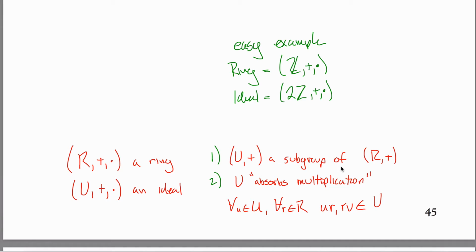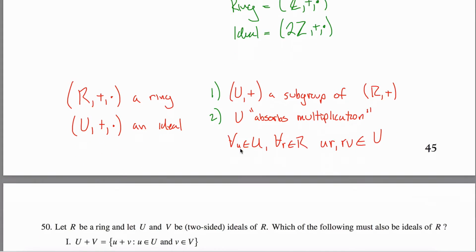First it's a subgroup, because if you take any two even numbers and add them together, you're guaranteed to get an even number, and all the other properties of a group you just inherit. It also absorbs multiplication, because if you take any even number and multiply it by any integer, whether that integer is even or odd, you're guaranteed to get an even number. So it sort of absorbs everything. It makes it even. That wouldn't work if your ideal were the odd numbers, for example, because an odd number times an even number is no longer an odd number. Anyways, there's a quick refresher on ideals.